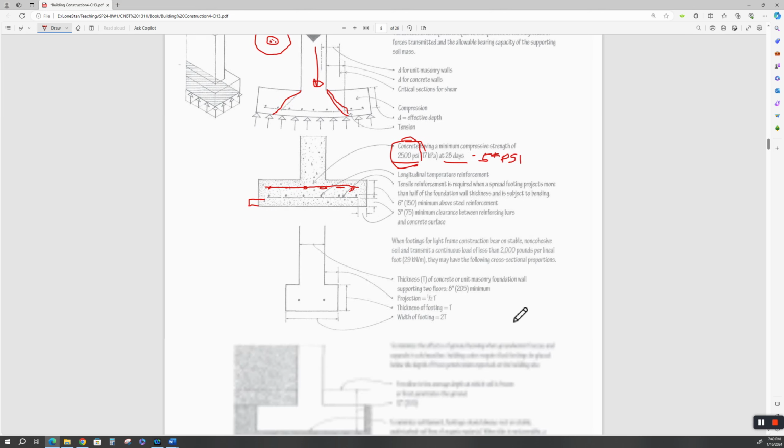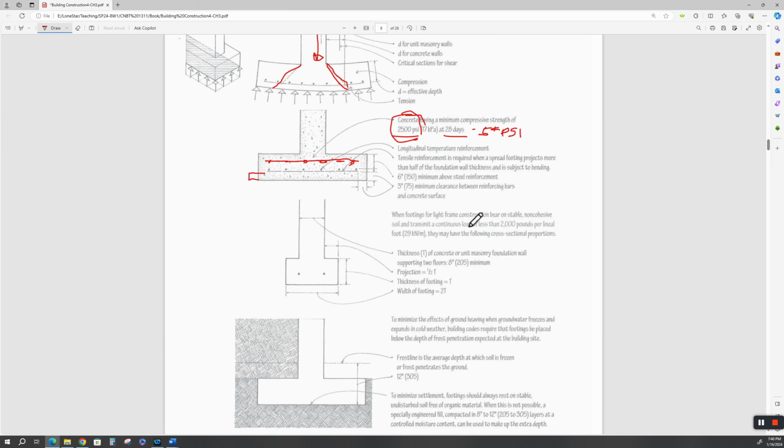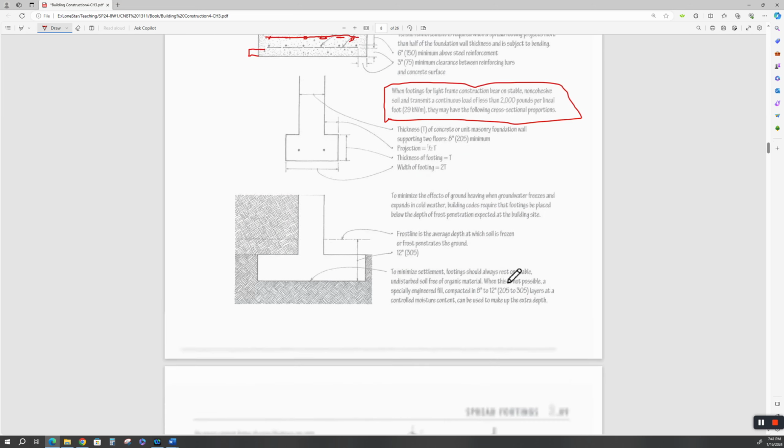Reinforcing steel. When footings for light frame construction bear on stable, cohesive soil and transmit a continuous load of less than 2,000 pounds per linear foot, they may have the following cross-section proportions. Again, your mileage is going to vary. Do not use this as a design requirement unless you're doing something for your farm. Okay? Get a soils analysis if you're doing something really important. All right, let's move on.